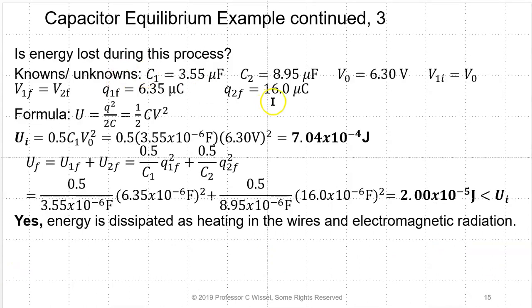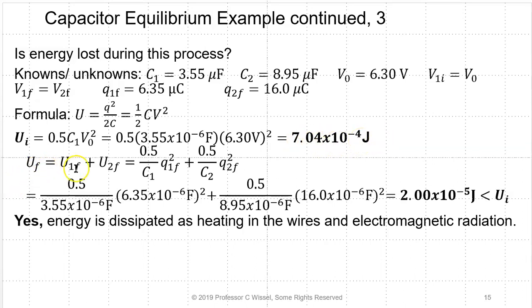Is energy lost during this process? Well, we're going to repeat the knowns and unknowns. And now we have two more that we know. We know that Q1F equals 6.35 microcoulombs and Q2F equals 16.0 microcoulombs. The formula is U equals Q squared over 2C, or 1/2 CV squared. So UI, this is the initial energy, is 1/2 C1 times V0 squared, or 1/2 times 3.55 times 10 to the minus 6 farads times 6.30 volts squared. That is 7.04 times 10 to the minus 4 joules.